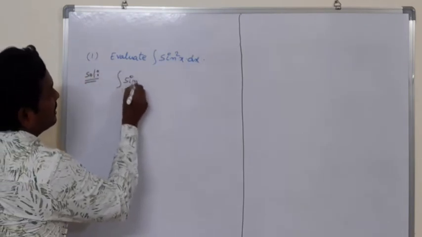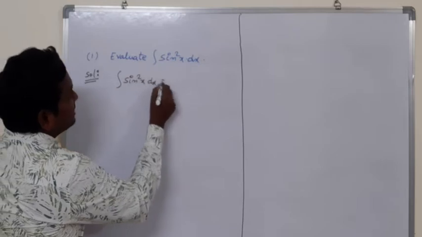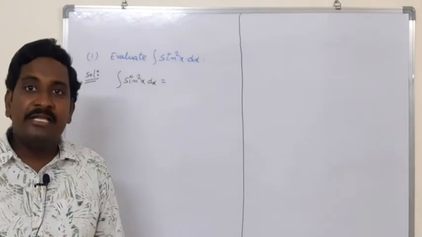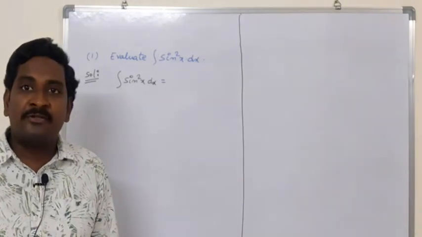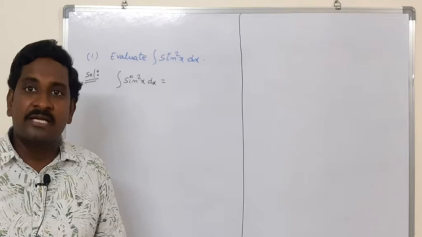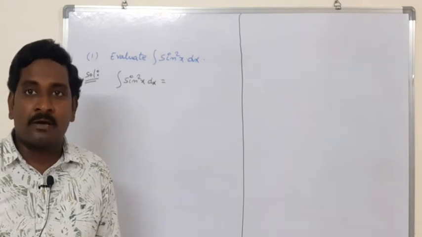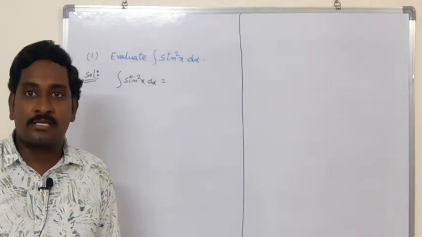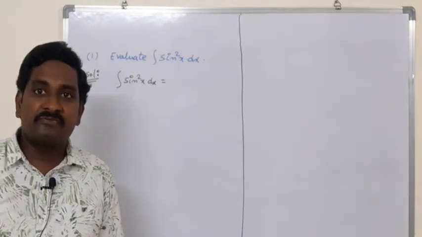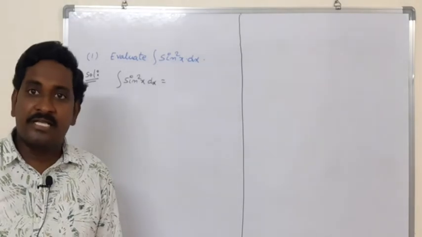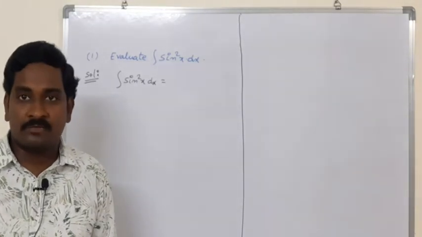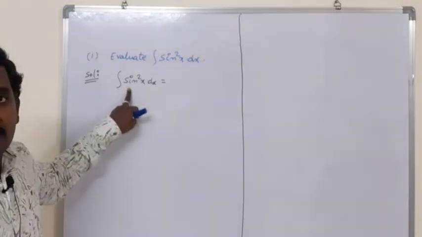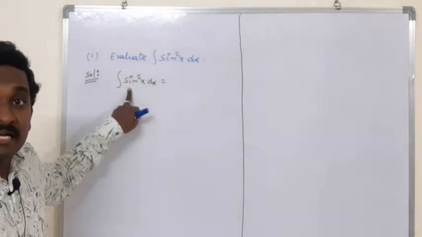Integration of sin square x dx is equal to, actually we do not have the direct formula for integration of sin square x, integration of sin cube x, integration of cos square x, integration of cos cube x, etc. We just have the formula for integration of sin x and integration of cos x. Everybody knows that integration of sin x is minus cos x, integration of cos x is sin x plus c, but we do not have the formula for sin square, sin cube, etc. That's why we can use the trigonometry formula.